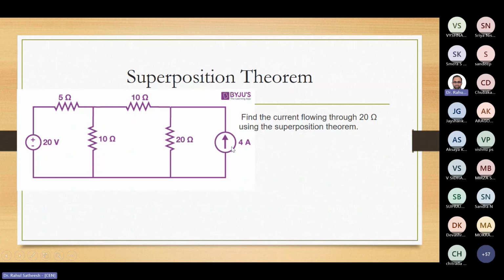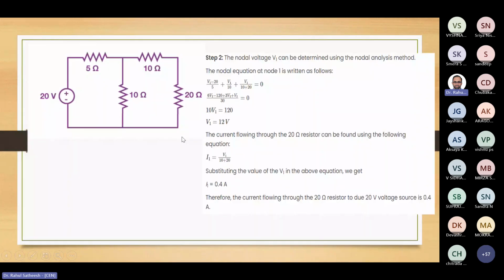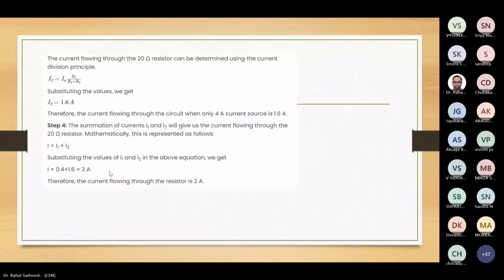And the second case, 4 ampere will be there and the 20 volt should be shorted. At that time you can find the current through the 20 ohm. That's the second step. So you will get I dash and I double dash, or I1 and I2. Then you can find the final current, I dash plus I double dash, or I1 plus I2, which is 2 ampere. That is the principle behind superposition.